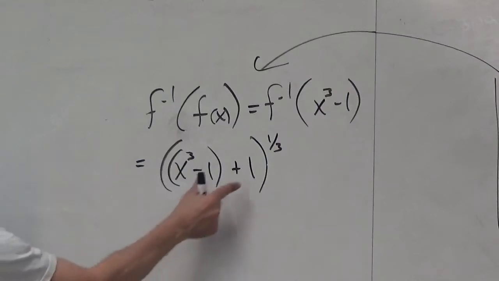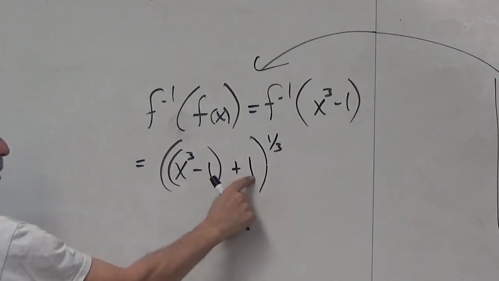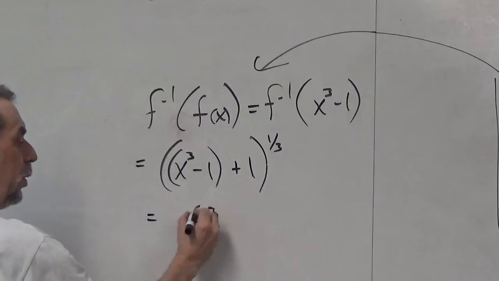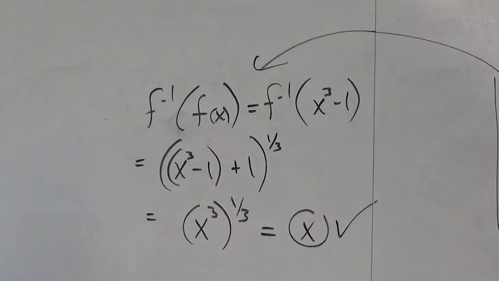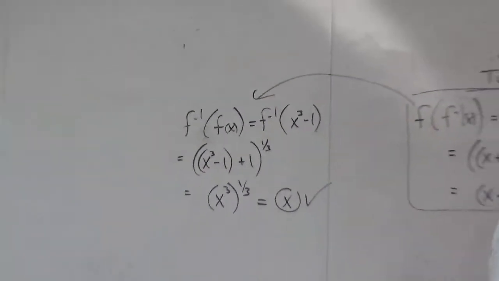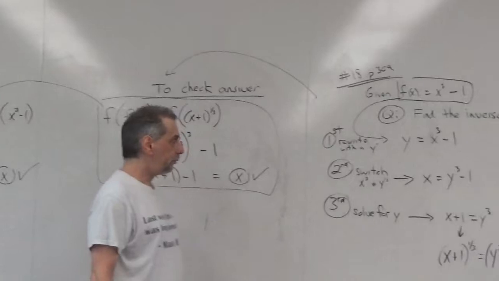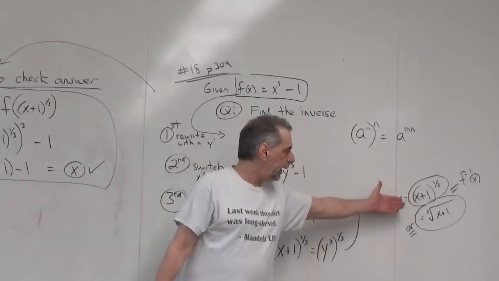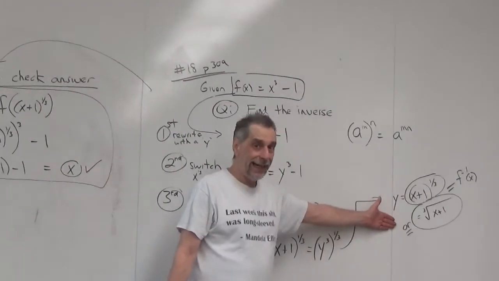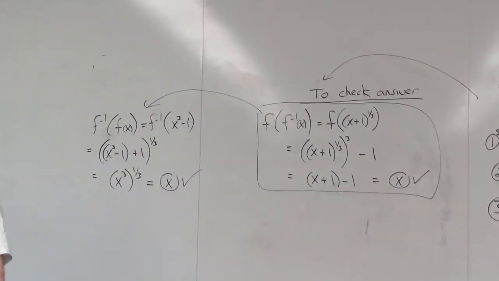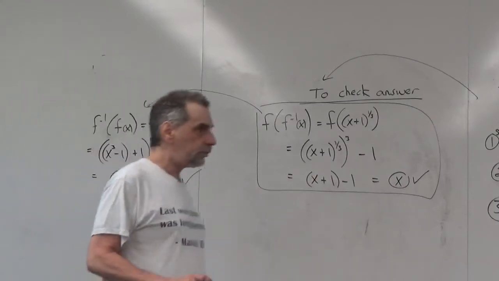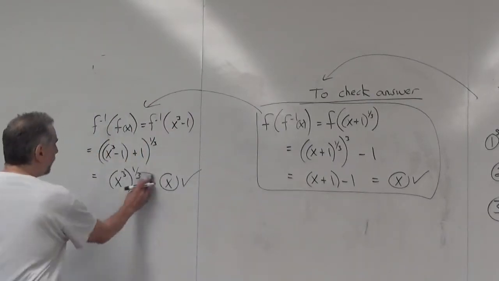And we can see here, within the parentheses, minus 1 plus 1 is going to leave us with x cubed raised to the 1/3, or just x. So that shows that we did in fact do these steps right, and we got the correct inverse function, and now we know without any doubt that it is in fact correct because we checked it using the method we started out the section with.